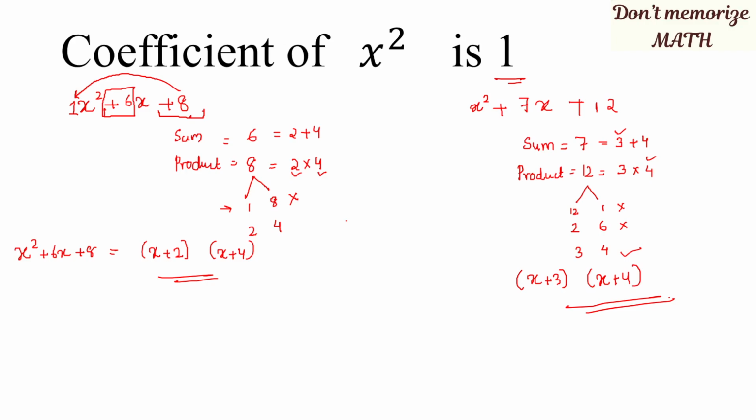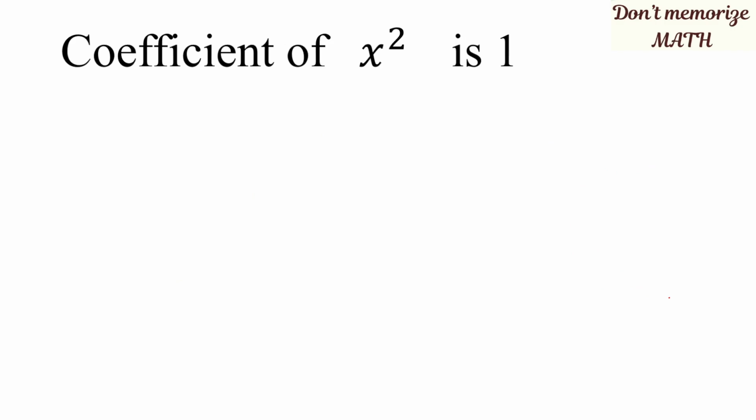Okay, now we will discuss the same type, that is coefficient of x square is 1 with some negative numbers. Let's see when the constant becomes negative, how to find it. So I will write two questions here and we will discuss that. The first question, x square minus 12x plus 32. Second question is x square minus 7x minus 18.